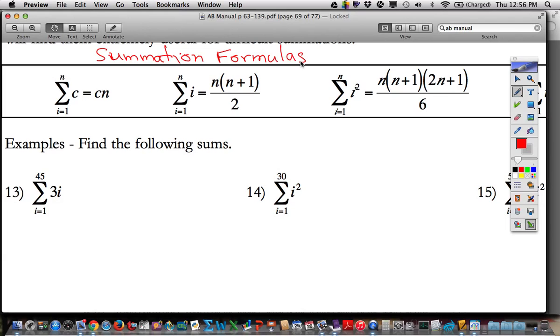So all this is C plus C plus C plus C plus C, n times. So that's C times n. So you have a constant. This would be like the one we did where we did 1 plus 2 plus 3 plus 4 plus 5 plus 6.